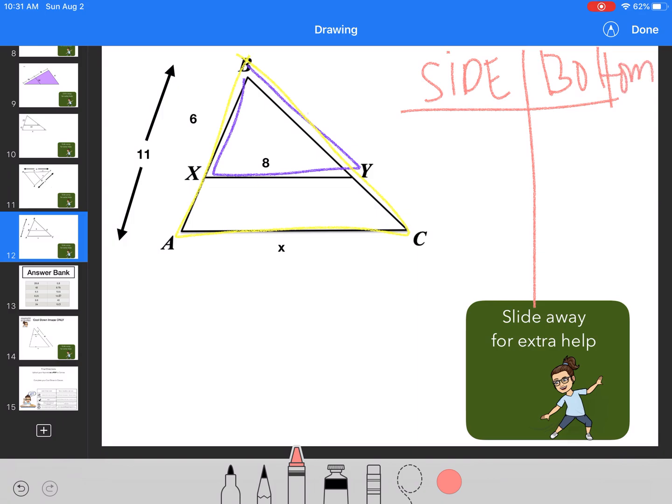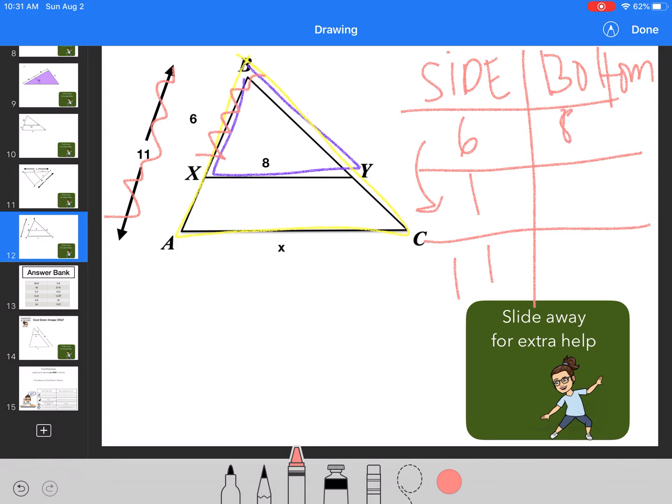And you can always slide these away and get the support from the table. But remember, on the test, I'm not going to have the tables there for you. So if I'm matching it up, I'm going from 6 to 1 to 11 because the 6 and the 11 go together. And then I know I have 8 because they're both in the purple triangle and my X is there. So 6 divided by 6 is 1.